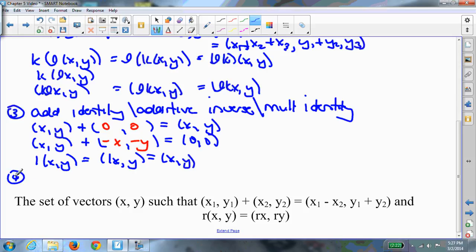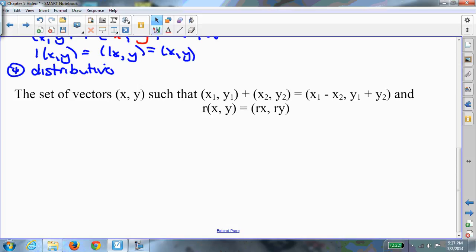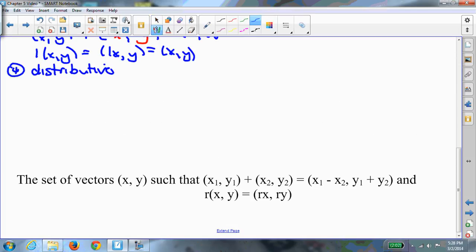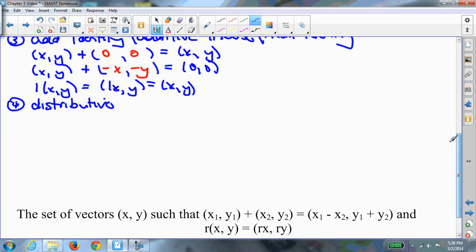The last property we want to look at is the idea of distributive. And there are two types of distributive that we want to make sure are still true. We want to make sure that if we were to distribute a scalar, for example, k plus L times xy, this would equal k times xy plus L times xy.